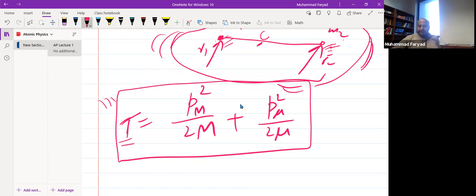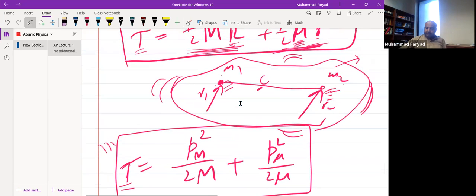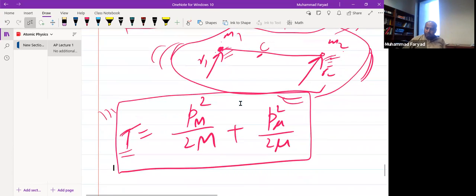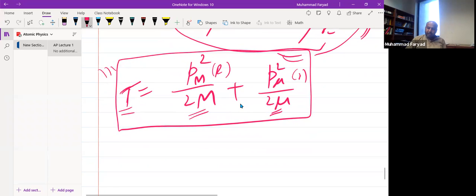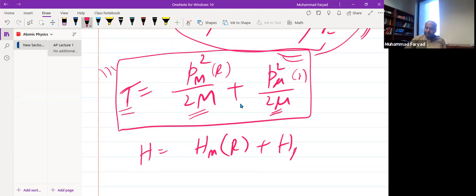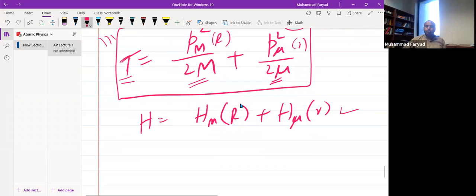Now we can see that this term only depends on variable capital R, and this term only depends on variable small r. So we just saw that if we have a Hamiltonian with a term that only depends on R and a term that only depends on small r, we can reduce this problem to two simpler problems. One problem for the center of mass and one problem for the relative motion.